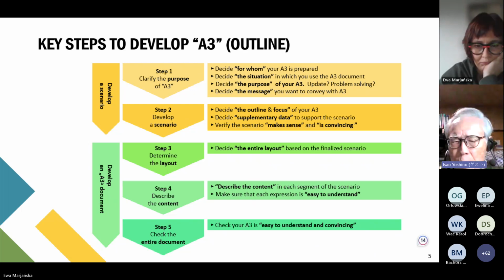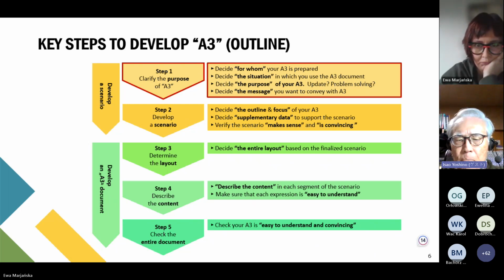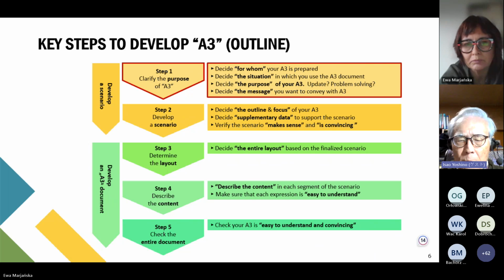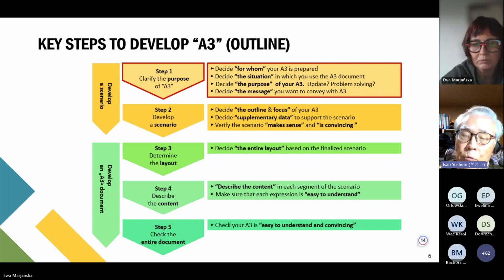Page 6, please. This is a little bit detailed. So I put that red line is step 1. Step 1 is already shared with you, but decide to whom, for whom you're going to present this one.